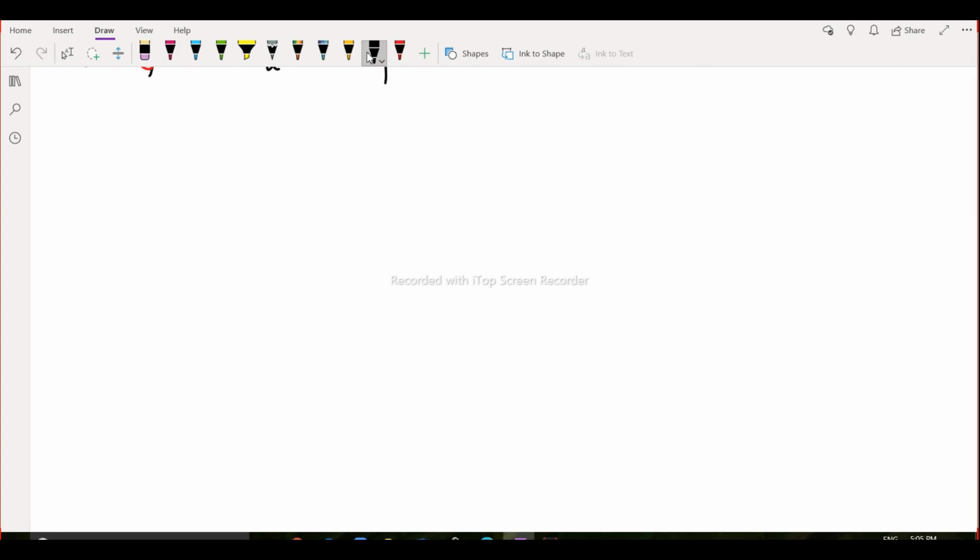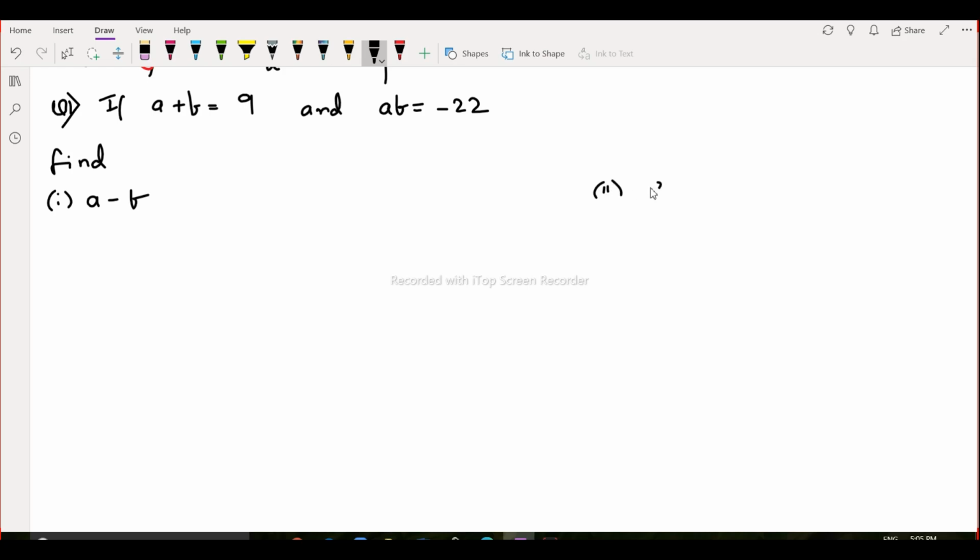Now let's do some sums based on the formulas which we have learned today. So let's take question 1. It says if a plus b is equal to 9 and ab is equal to minus 22, then find the first part, a minus b, and the second part, which is a square minus b square.